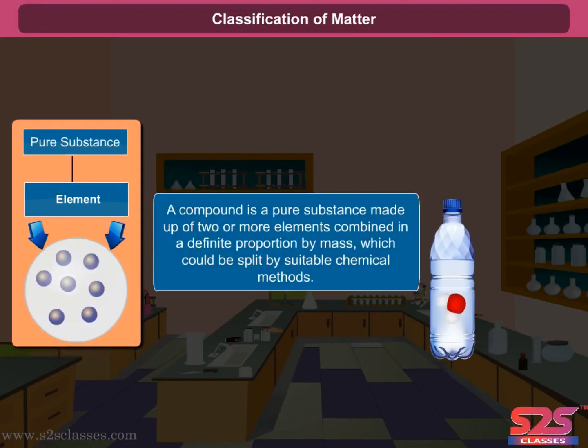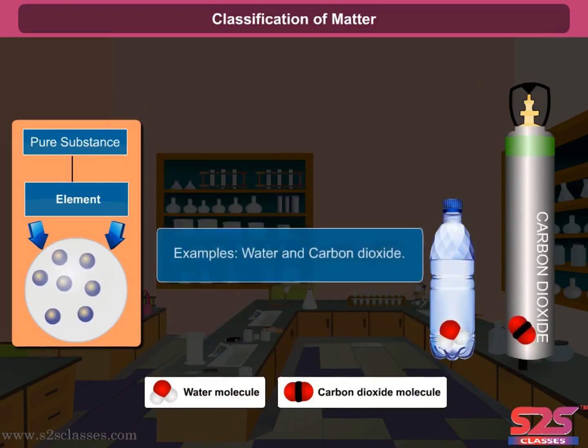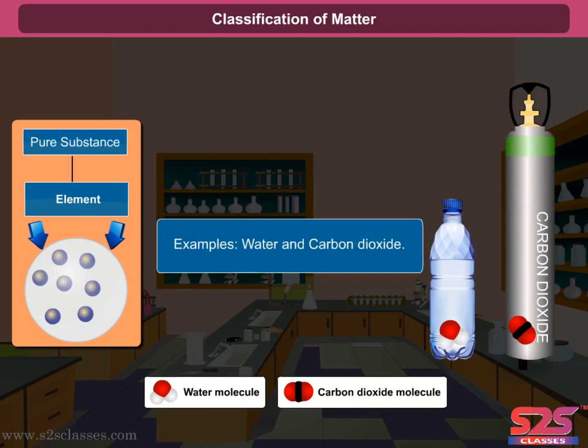A compound is a pure substance made up of two or more elements combined in a definite proportion by mass, which could be split by suitable chemical methods. Water and carbon dioxide are the examples of compounds.